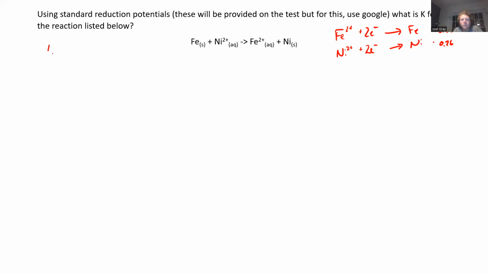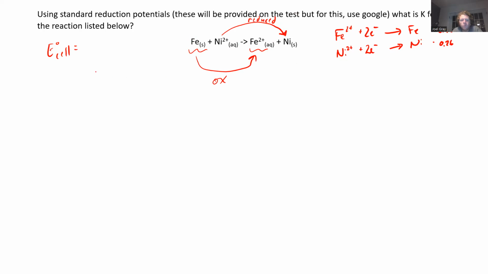Now what we need to do is figure out our E naught cell for this. Well, what takes place at our cathode? What takes place at our cathode is reduction. Which of these species is getting reduced? Well, iron is going from 0 to iron 2+, so this is getting oxidized. Therefore, our nickel going from 2+ to nothing is getting reduced.